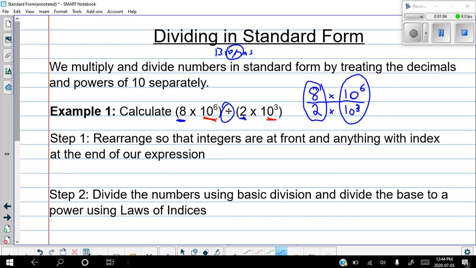Okay, so how exactly can we do this? Well, just as I said, we're going to do our front numbers first. So 8 divided by 2 is 4, and then step 2, we're going to divide them using the law of indices. The laws of indices say, if we divide two things with the same base, so they're both base 10, then we subtract their indices. So 6 minus 3 is 3.